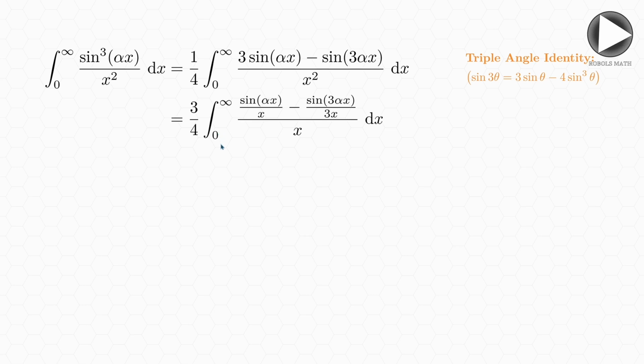Now, if you let f of x be sine of alpha x over x, then this first term in the numerator is just f of x, and then the second term is f of 3x.